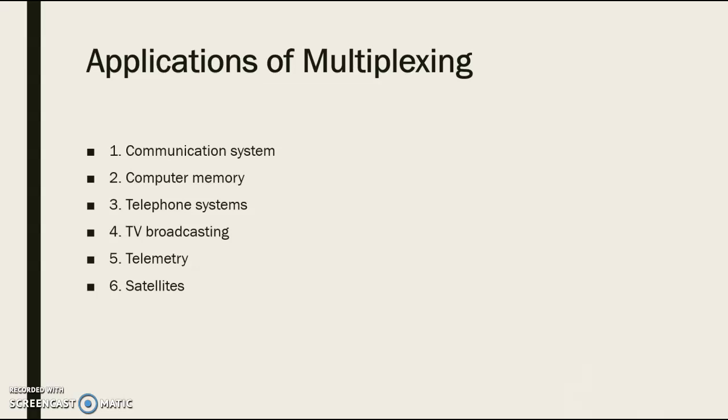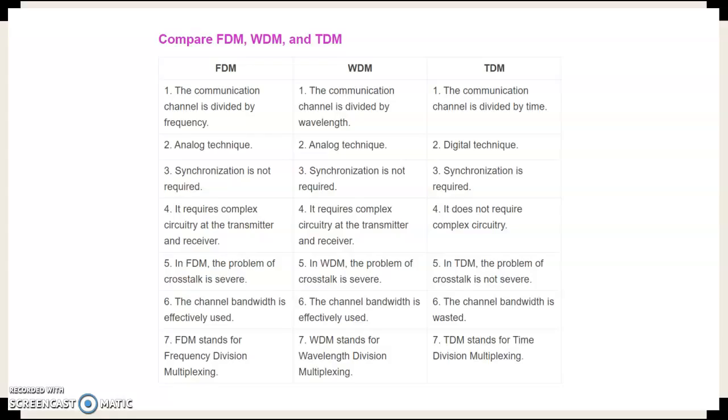What are the applications of multiplexing? First, it is used for communication systems. Second, computer memory. Third, telephone systems. Fourth, TV broadcasting. Fifth, telemetry. And lastly, multiplexing can be used in satellites. So, a recall of what was discussed a while ago.